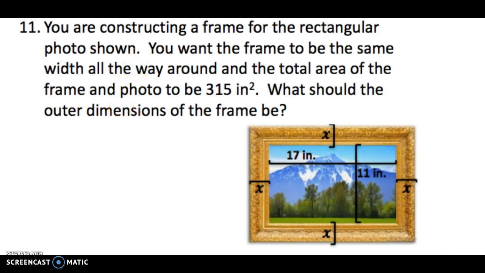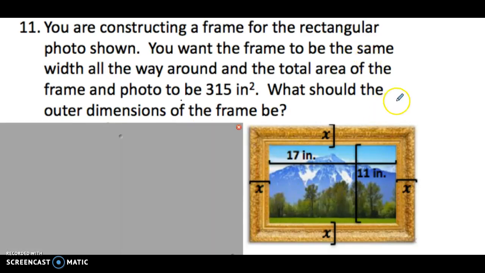Okay, and then for this last one here, it says you're constructing a frame for the rectangular photo shown. You want the frame to be the same width all the way around, and the total area of the frame and photo to be 315 inches squared. What should the outer dimensions of the frame be? Okay, so what we want to figure out is what the outer dimension of the frame is. Okay, and the problem gave us the measure of the picture on the inside of the frame. So we know that the frame is the same width all the way around, just like any normal frame, and the picture inside is 17 inches by 11 inches. So how do you think we're going to solve this problem?